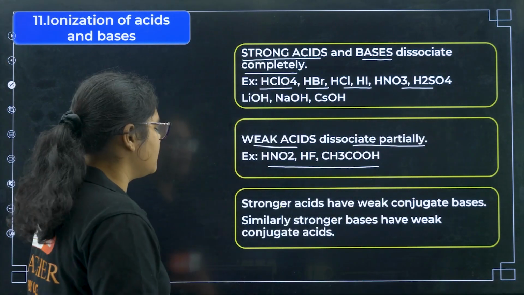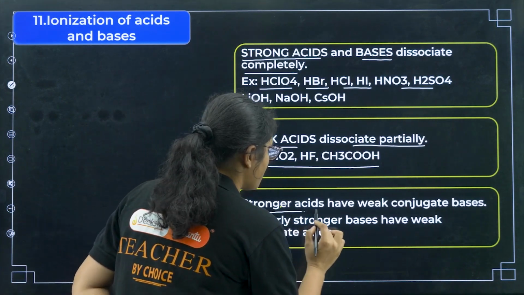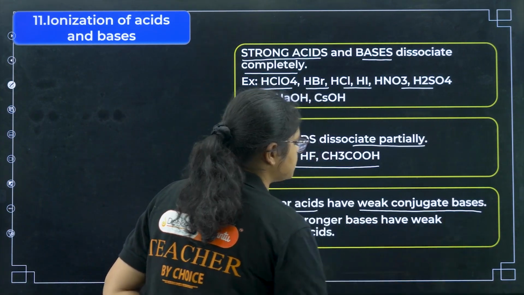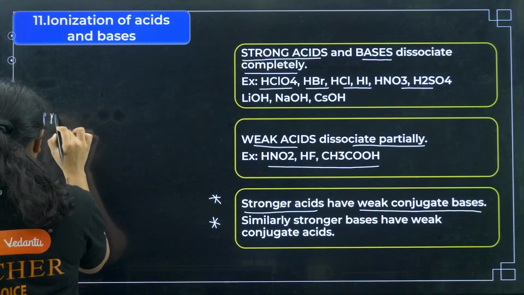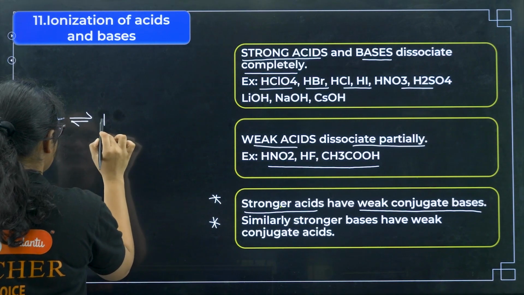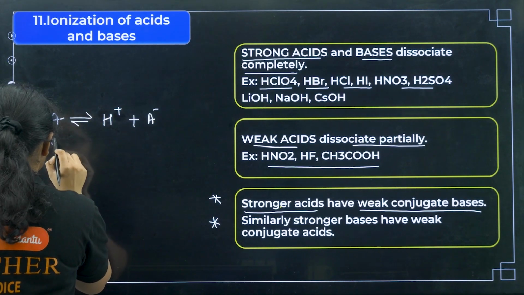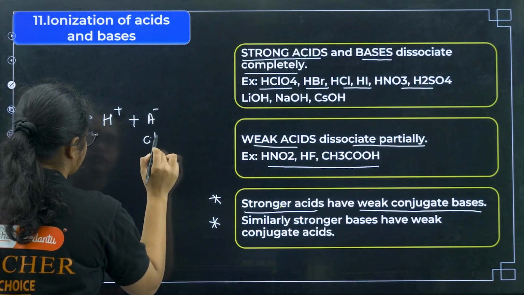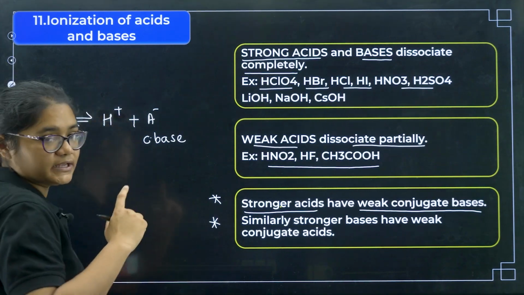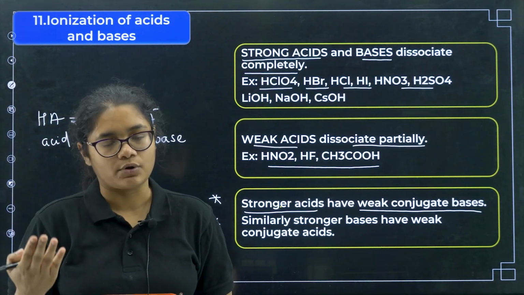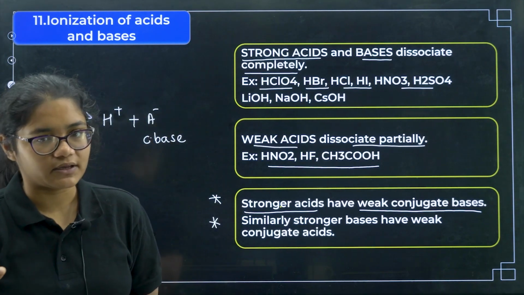Now one more very important thing. Stronger acids will have weak conjugate bases. If you remember, if I have HA dissociating to give you H plus and A minus, this is an acid and this is its conjugate base. Now if the acid is weak, then its conjugate base will be stronger. If the acid is strong, then its conjugate base will be weak.